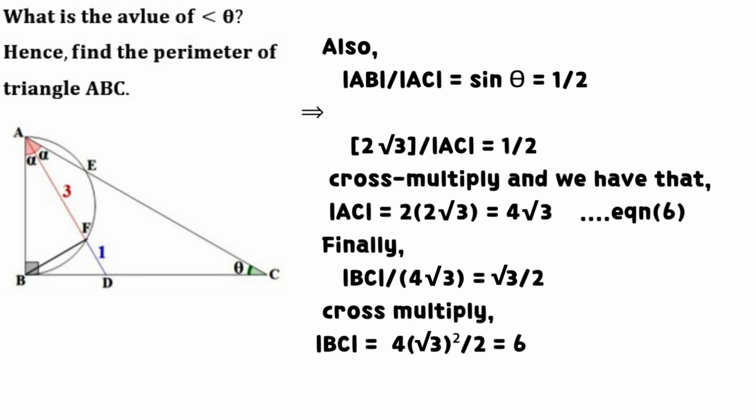Finally, line BC divided by 4 times the square root of 3 equals half the square root of 3. Cross multiply. Line BC equals half the product of 4 and the square root of 3, which equals 6.